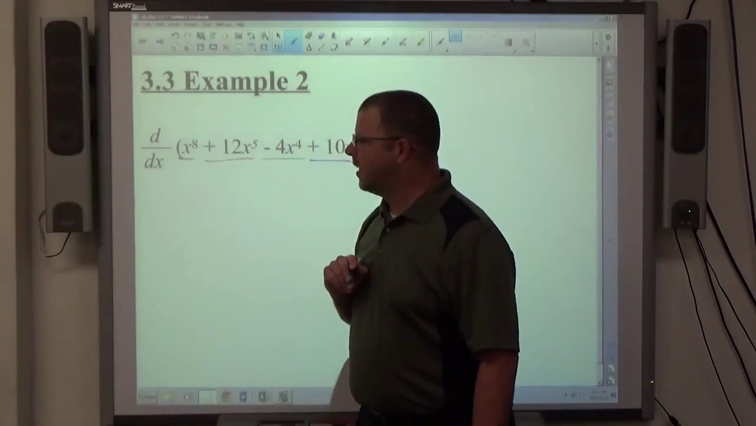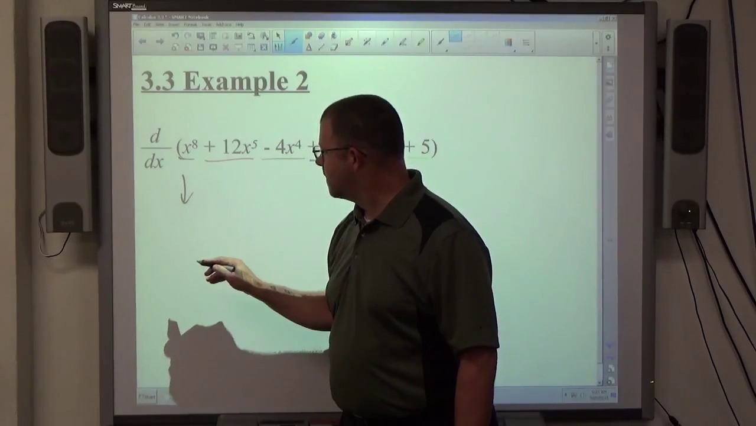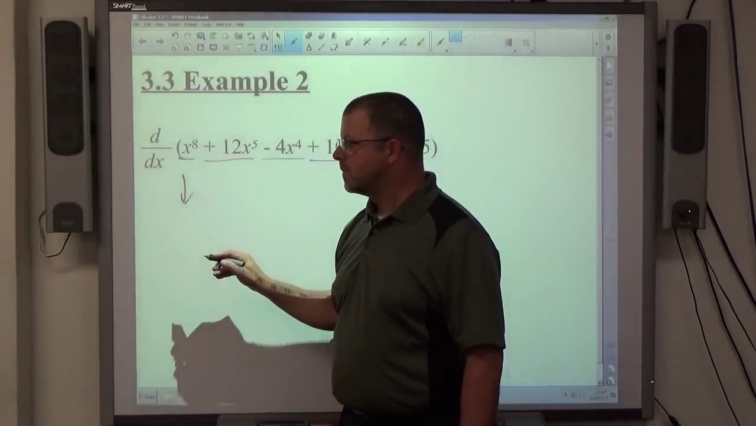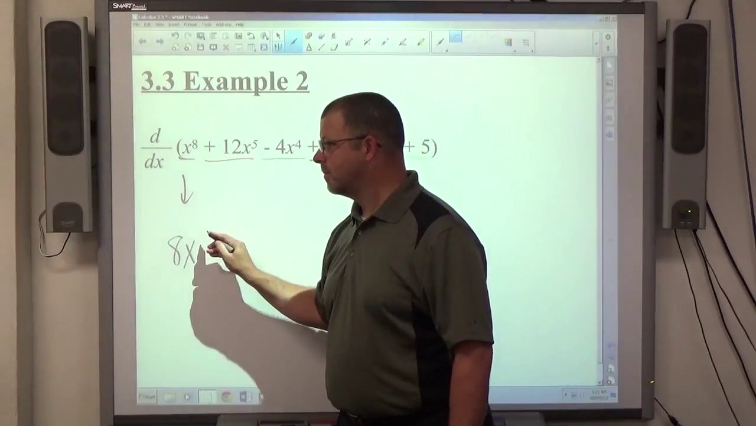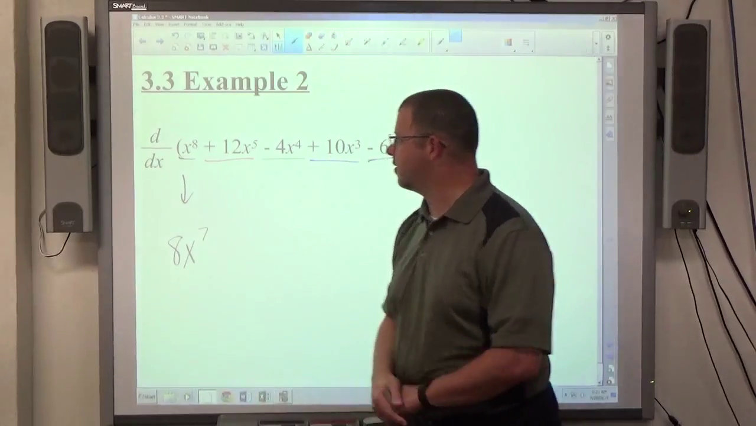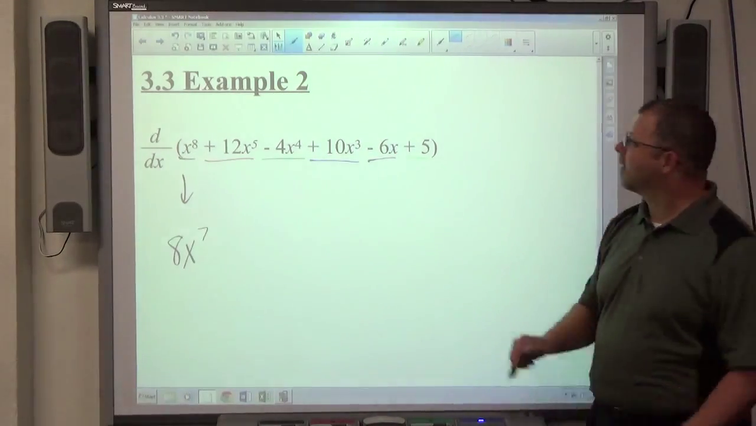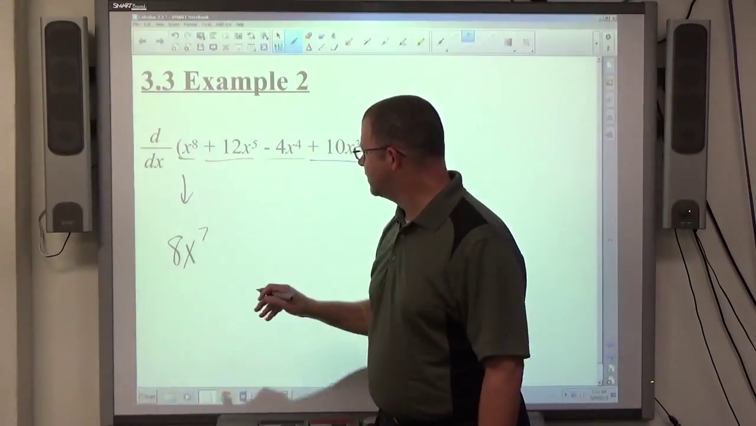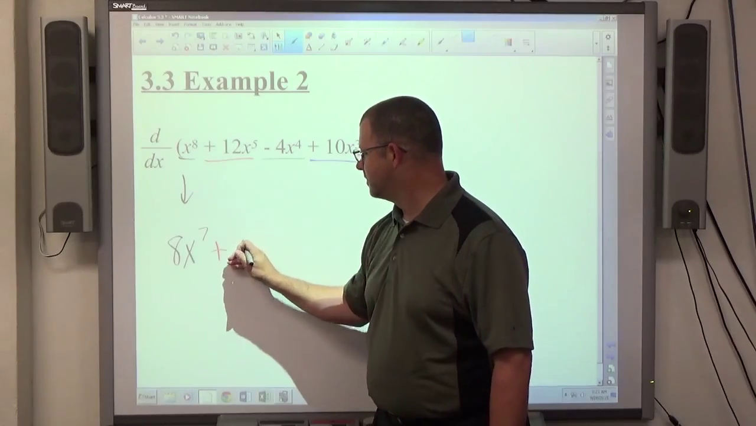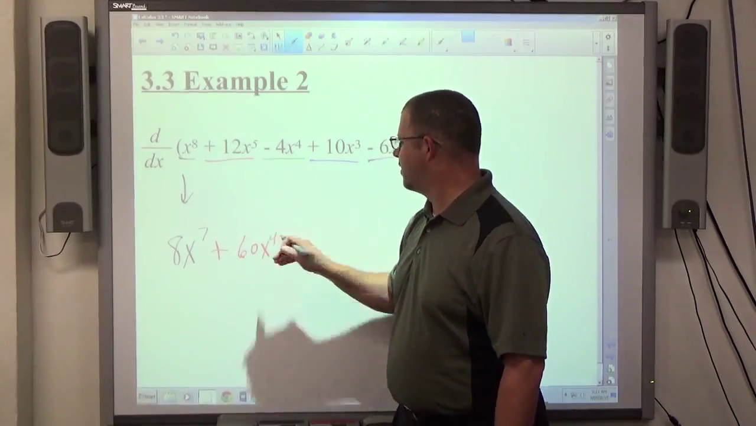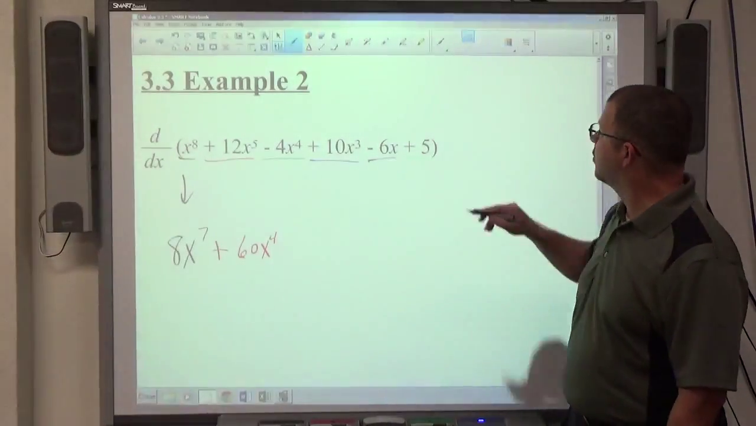So the derivative of x to the 8th, let's go with Renee, is? 8x to the, wait, 7. Perfect, 8x to the 7. Take the power, multiply it by x to 1 lesser power. They'll say 12x to the 5th. Is it 60x to the 4th? Very good, 60x to the 4th. And it is plus because positive 5 times positive 12 makes positive 60.